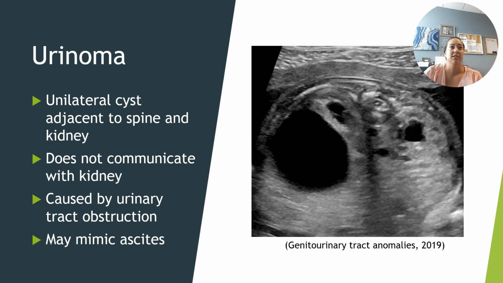Another thing that can be seen is something called a urinoma. This is where we would see a cyst, and usually it is adjacent to the spine and kidney. It does contain urine, but it doesn't communicate with the kidney, and this is caused by some type of urinary obstruction. It may, on first glance, look like ascites, but you can see that it's encapsulated into one side of the fetus.